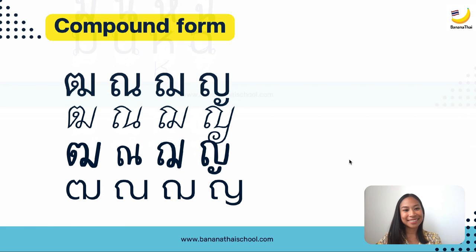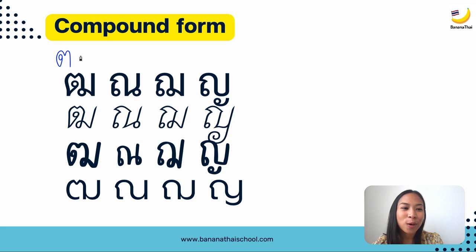Okay, na ha? This is a compound form, means there are more than two letters together. This one is a mix of to tao and mo ma. Look. This is to pu tao, see? To tao and mo ma.